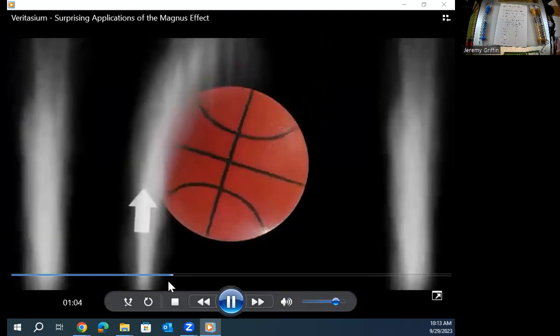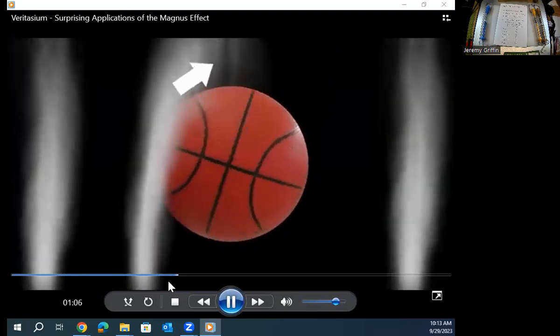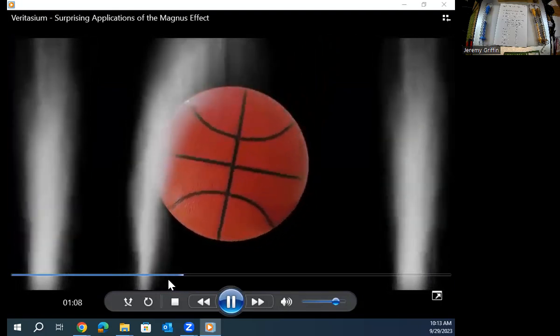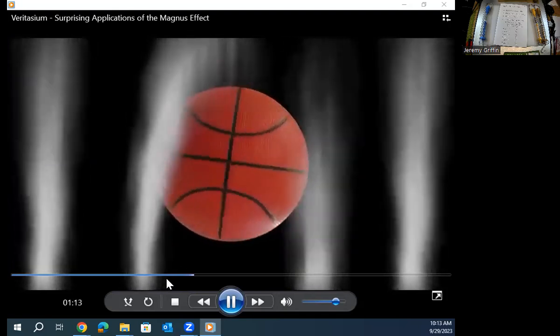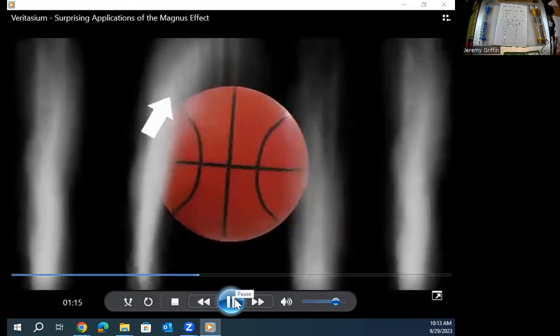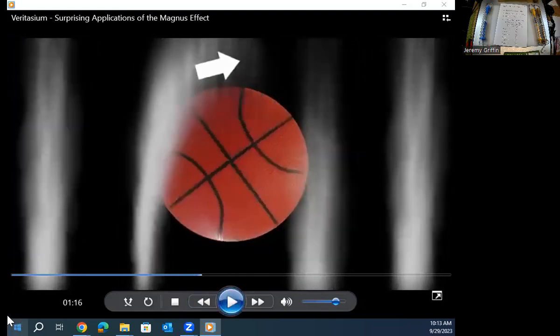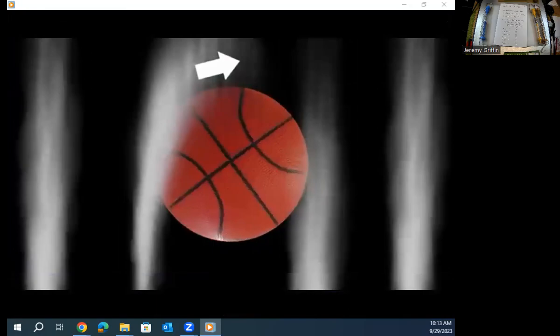So we have a spinning ball, right? It'll push the air around it, and then there's a pressure differential. And that pressure differential, you guys remember pressure times area results in a force. That'll force it in a certain direction. All right, so that one's pretty fun. Let's bring this back over here.